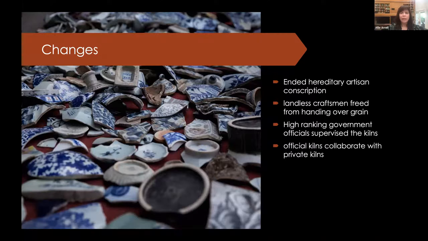And then finally, official kilns start to collaborate. This wasn't the first time that official kilns had collaborated with private kilns, but we see more of that happening during this time period.